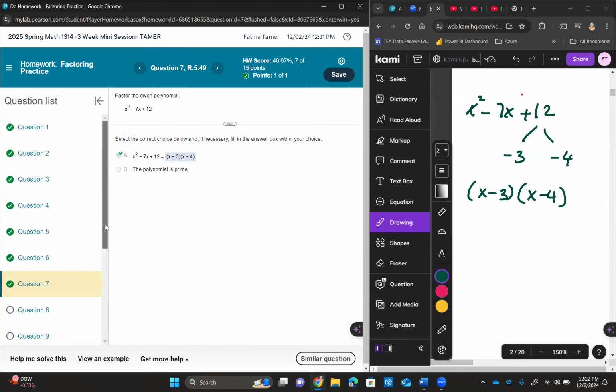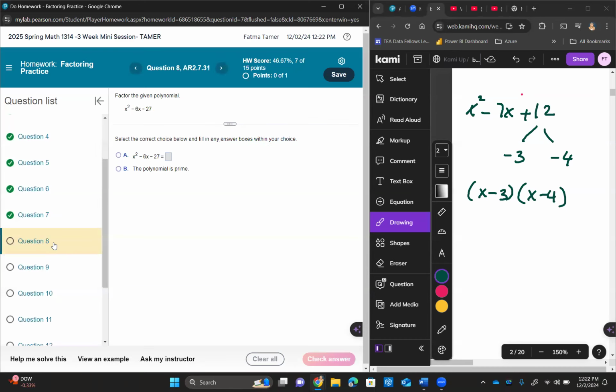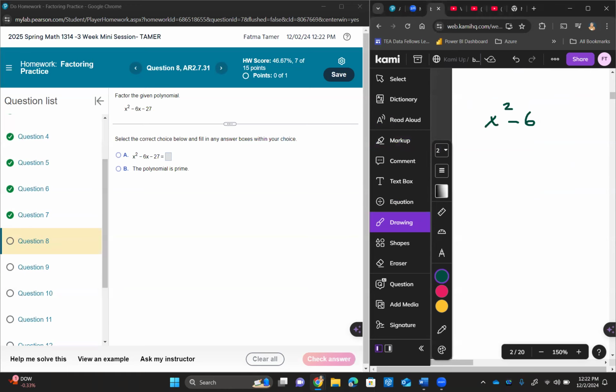For the second question here, question 18, we have a similar factoring problem. We are going to factor x squared minus 6x minus 27. Again, I will look at the last number, negative 27. I need to find two numbers. When I multiply them, it's negative 27. But when I add them up, their sum must be negative 6.